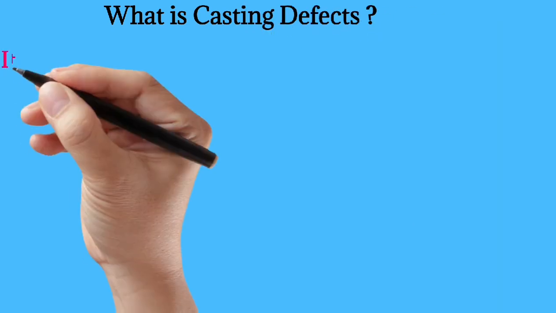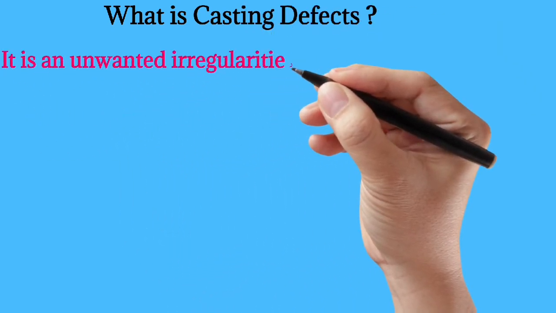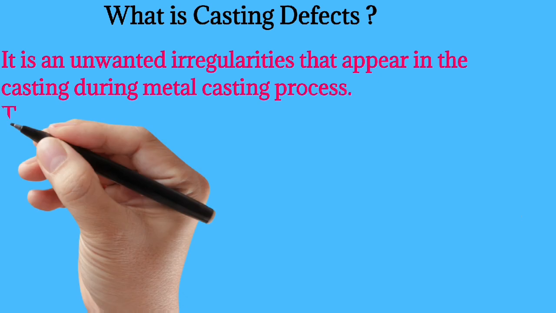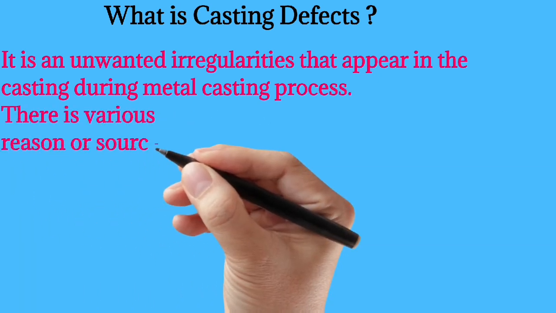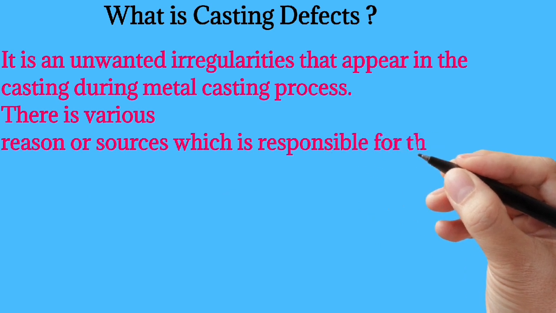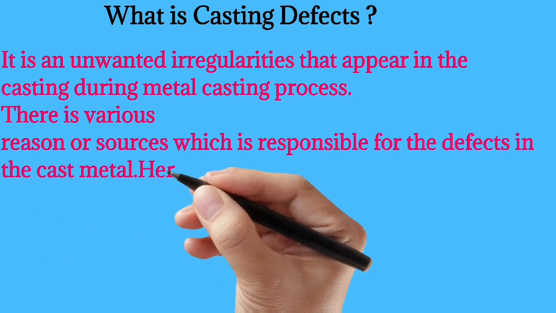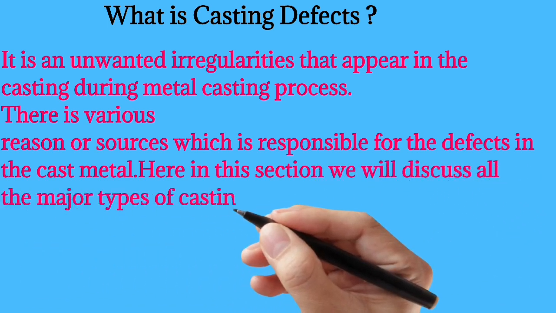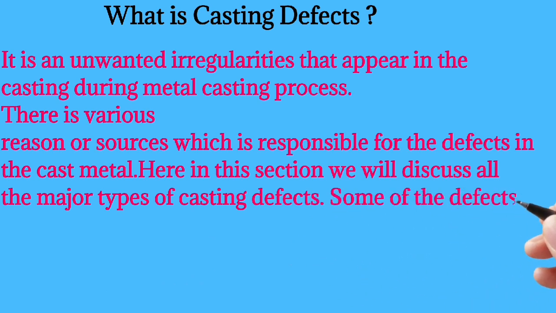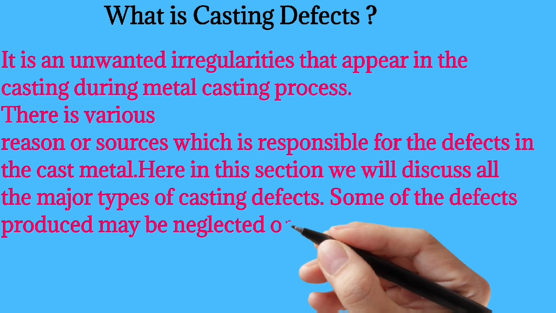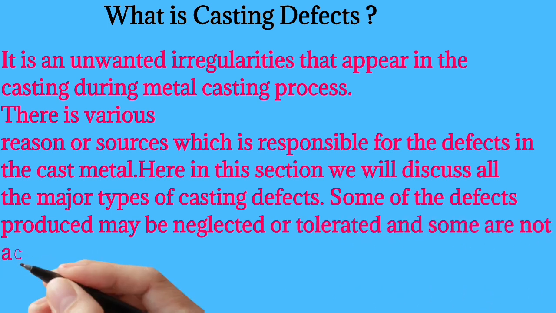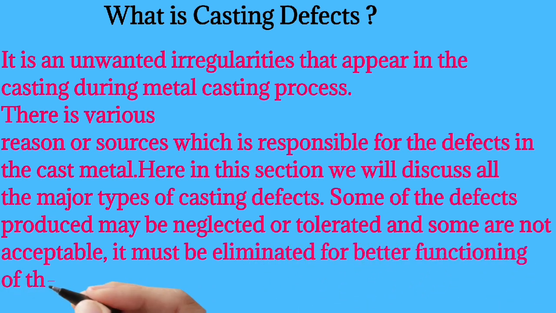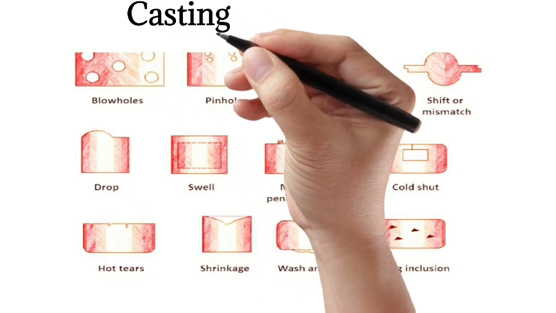What are casting defects? They are unwanted irregularities that appear in the casting during the metal casting process. There are various sources which are responsible for defects in the cast metal. Here in this section we will discuss all the major types of casting defects. Some of the defects produced may be neglected or tolerated, and some are not acceptable. They must be eliminated for better functioning of the parts.